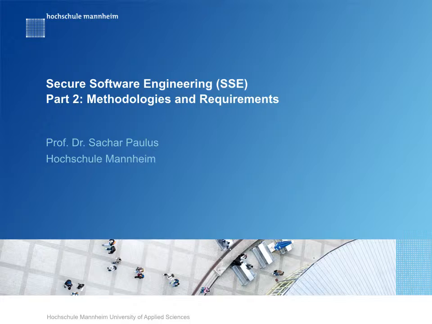Okay? So, we have 4 blocks. The first block today is about methodologies and requirements. So we will review in the first step the software engineering methodologies and how the security activities fit into there, and which of these methodologies contain already some practices, and what are available best practices for secure software engineering. And then we will look more specifically into the requirements gathering process for security.